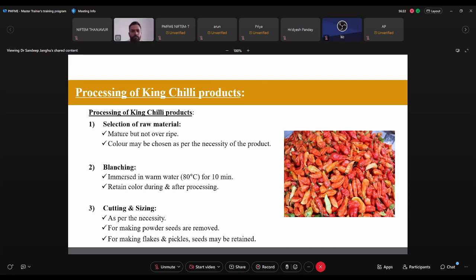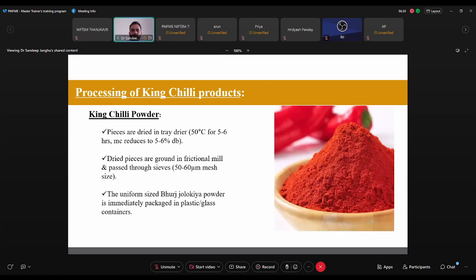After blanching, we go for cutting and removing the heads, and sometimes we may remove seeds also if we are making powder. But in the case of flakes, we can retain the seeds of the chili.